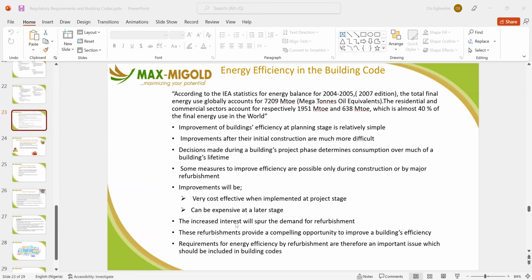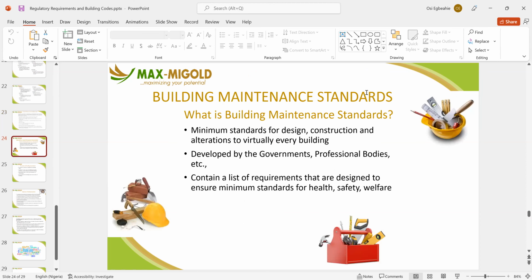The increased interest will spur the demand for refurbishment. This refurbishment provides a compelling opportunity to improve the building efficiency. Requirements for energy efficiency by refurbishment are therefore an important issue which should be included in building code. Now, normally, sometimes when you do renovations and all that, that's also another opportunity for you to improve the building standard and the building code, efficiency of the building.